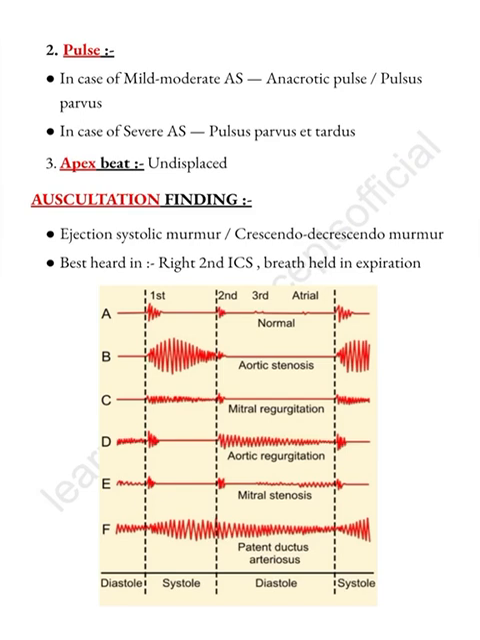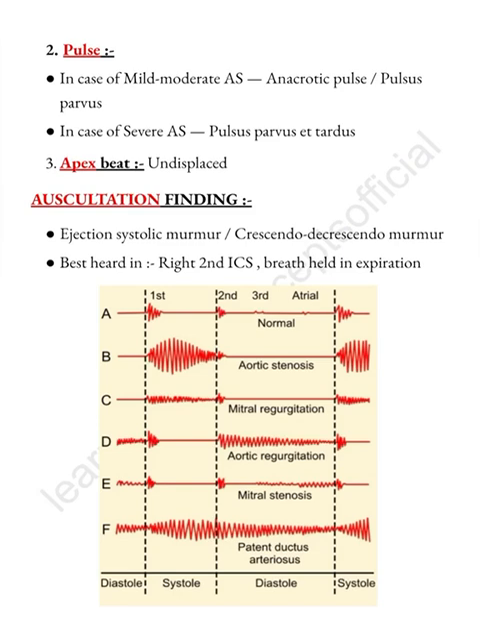Here, in case of mild to moderate aortic stenosis, you have an anacrotic pulse or pulsus parvus. What do you mean by parvus? Small. You will have a small amplitude pulse. In case of severe aortic stenosis, you will have a small amplitude and late peak appearance, which is called pulsus parvus et tardus. Tardus means slow.